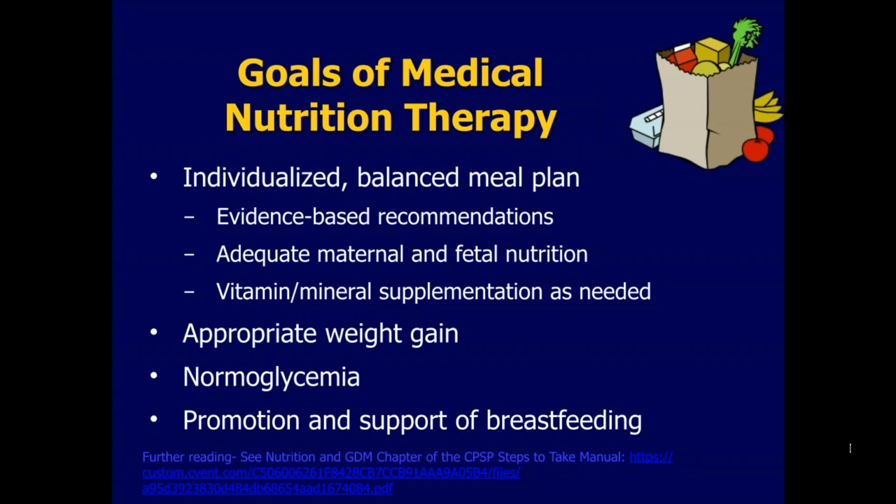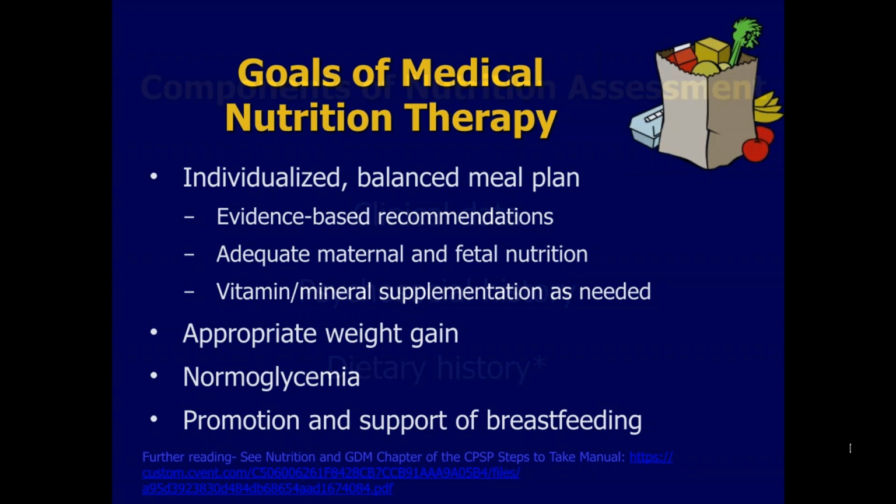Appropriate weight gain is one other important aspect, and I'm going to talk a little bit about that as we go along. Normal glycemia, that's our goal always for MNT, and definitely promoting and supporting breastfeeding.